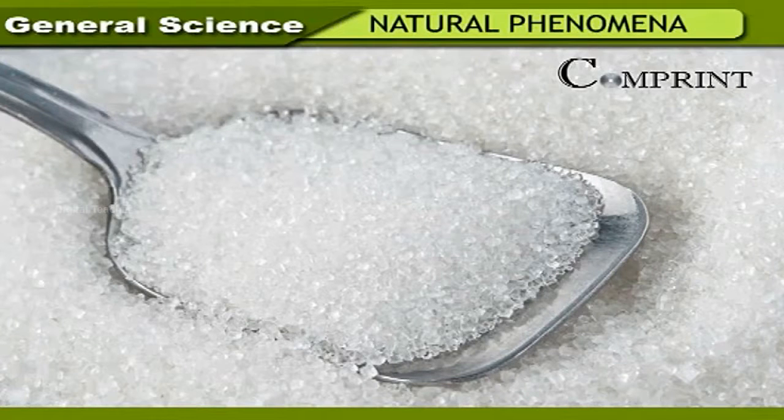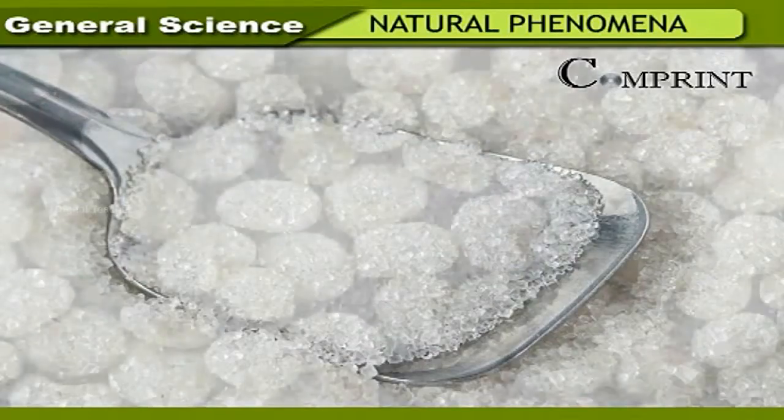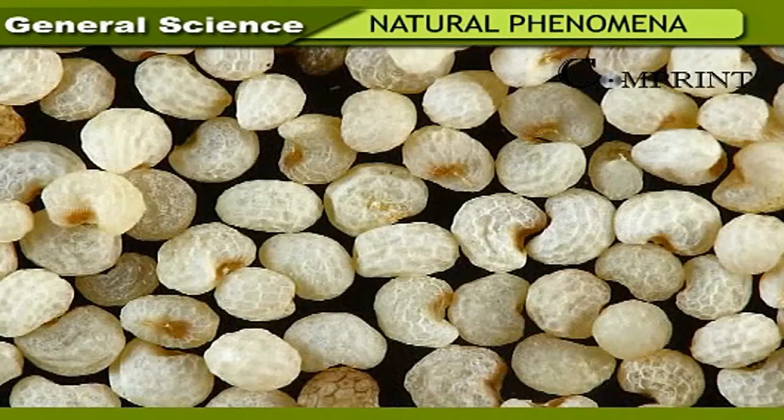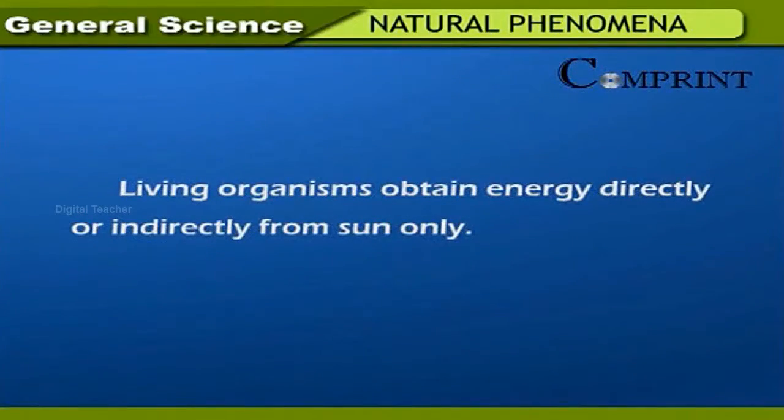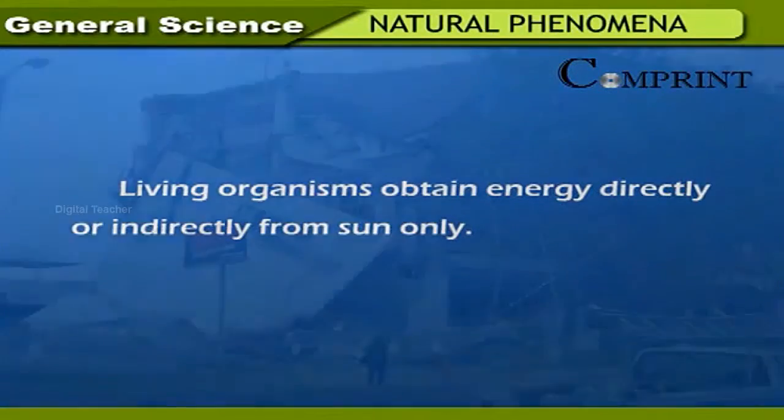Plants absorb sunlight and manufacture starch and sugars through a process called photosynthesis. They store this energy in fruits, seeds, roots, stem, and leaves. Living organisms obtain energy directly or indirectly from sun only.